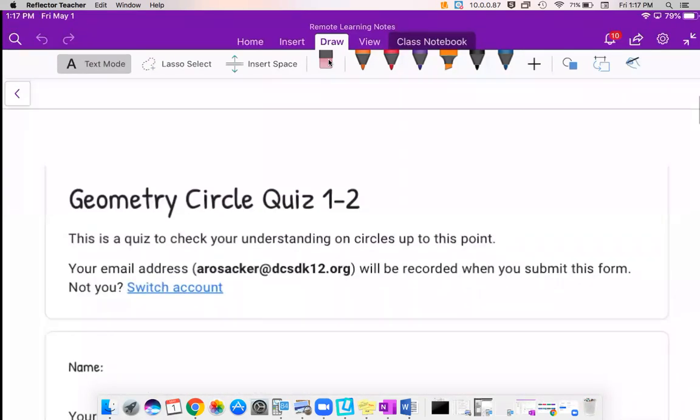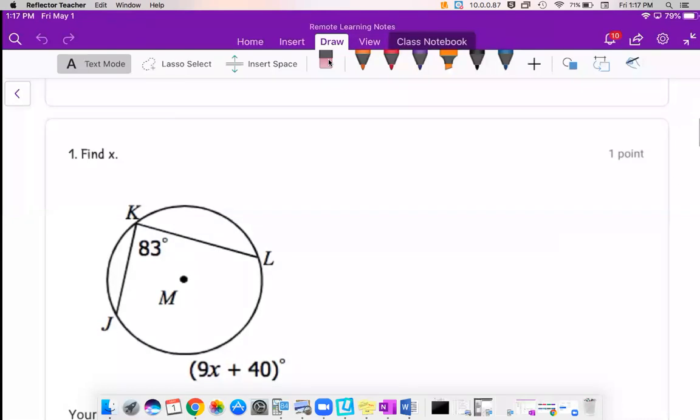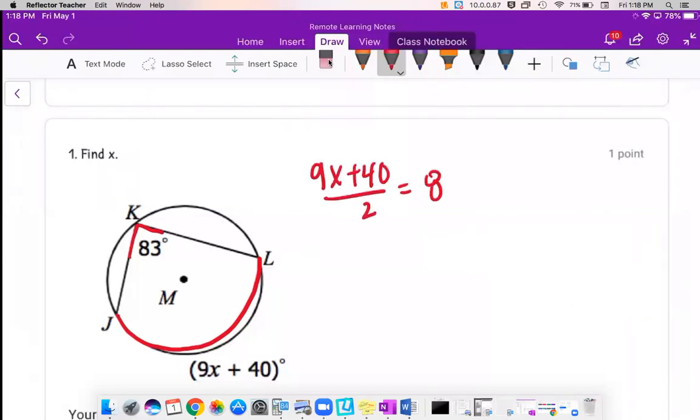So this is again circle quiz 1, 2. All right, so first one, this one wants you to find the angle of x. So this is an inscribed angle. So we know that the inscribed angle is half of this big arc. So one way to do this is you know that (9x plus 40) divided by 2 is going to equal 83 degrees. So then what you can do is you can solve algebraically.